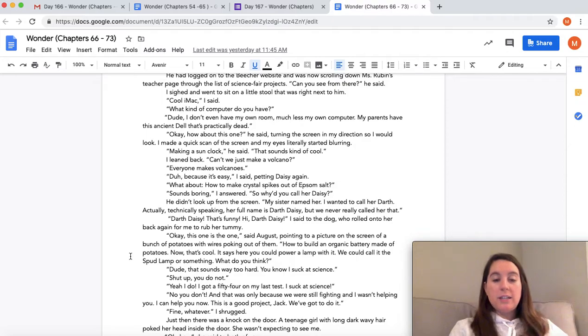Okay, this one is the one, said August, pointing to the picture on the screen of a bunch of potatoes with wires poking out of them. How to build an organic battery made of potatoes. Now that's cool. It says here you could power a lamp with it. We could call it the Spud lamp or something. What do you think?